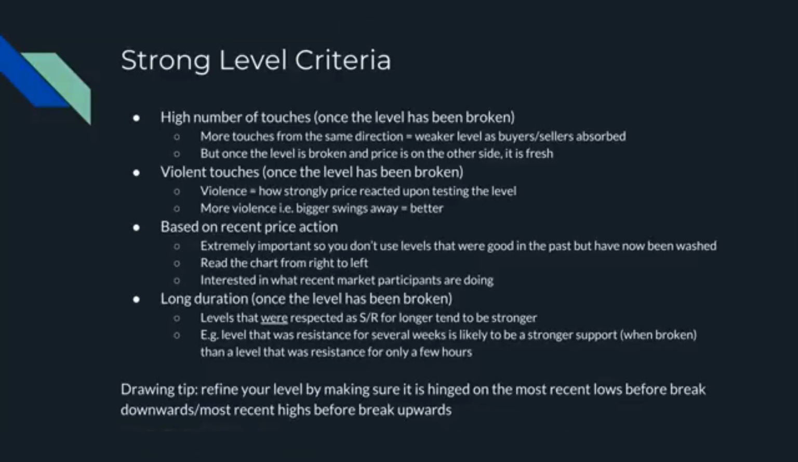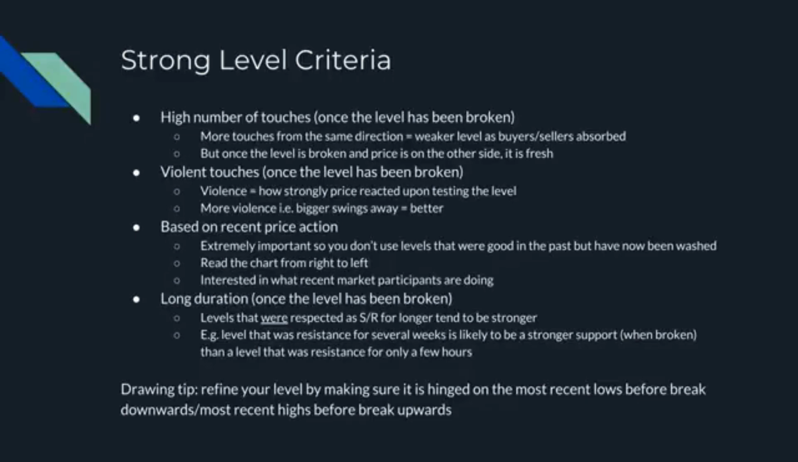So now that we've got these principles in mind, we can put them together to get an idea of what actually makes a strong level. We've got a few categories. The first one is a high number of touches once the level has been broken. As we've established, if a level has got a high number of touches from the same direction, that doesn't make it stronger.